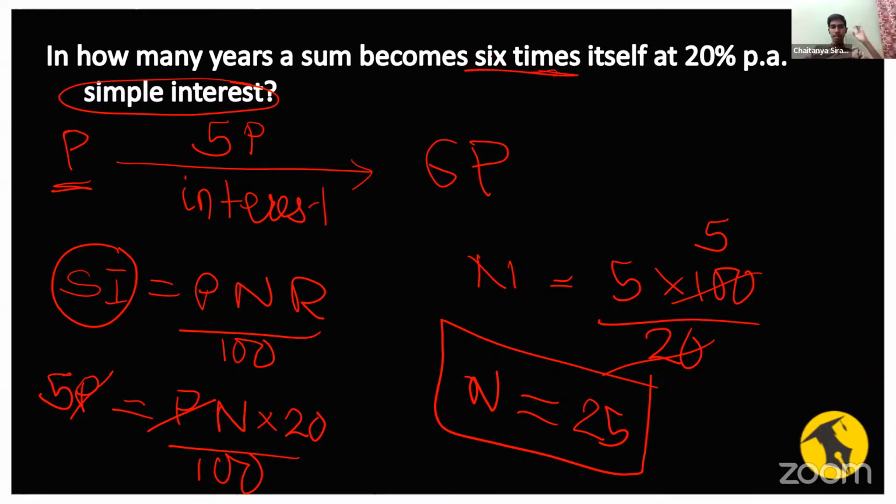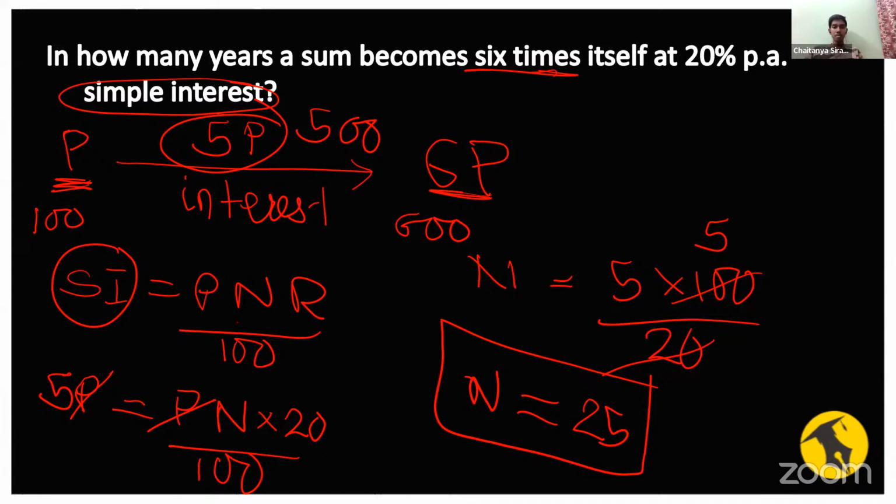Hope the question is clear to you. I started with P and it became 6P later. You can also keep it as 100 and it later became 600. So I earned an amount of how much? 500 rupees as interest. You can put 500, 100 and you will get the answer anyway.